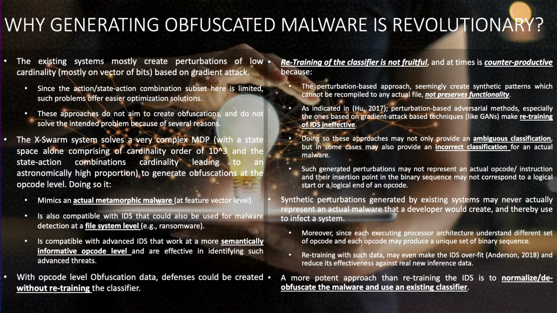Now we understand why generating obfuscated malware is revolutionary. The first thing is that perturbation-based systems, although they could be used to make a classifier more robust against repackaging-based attacks or binary perturbation-based attacks, never represent the metamorphic malware that a malware developer would create.